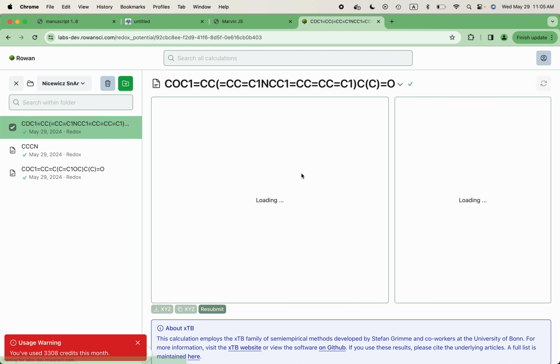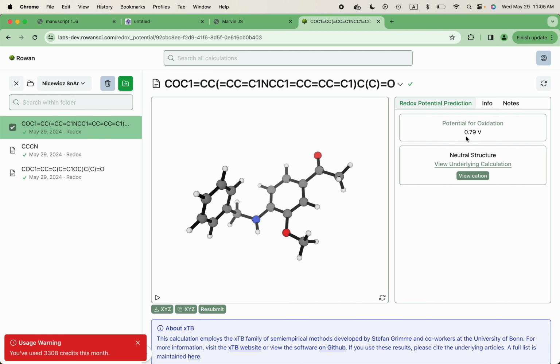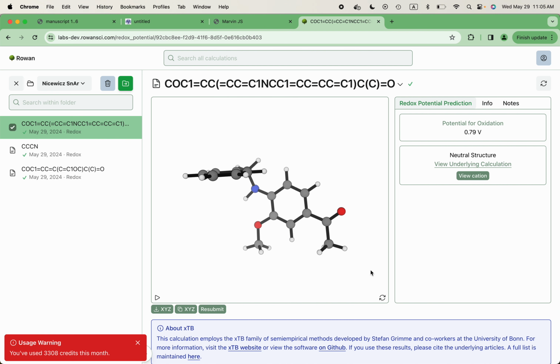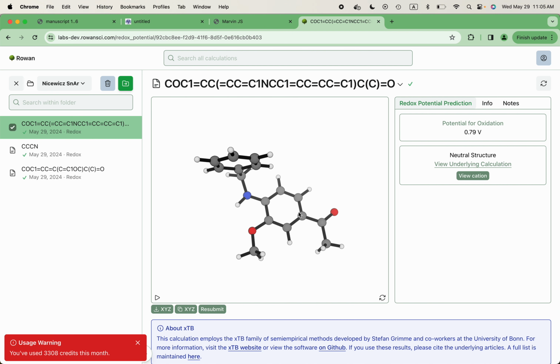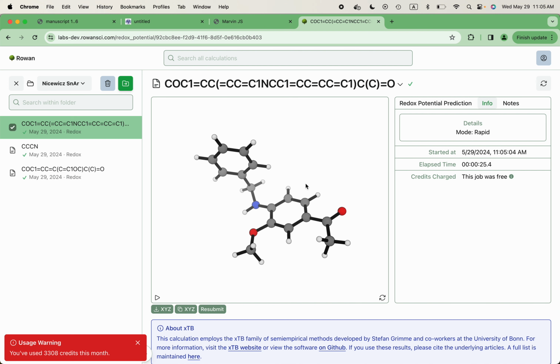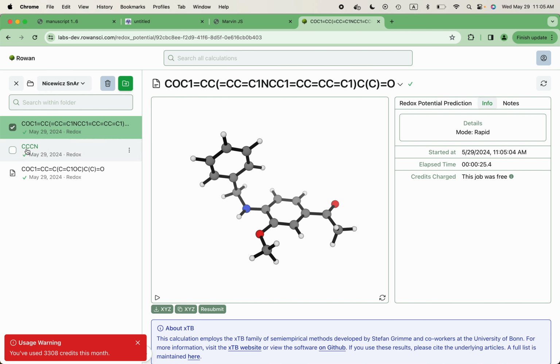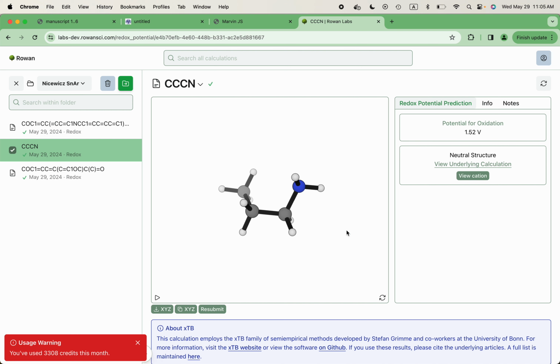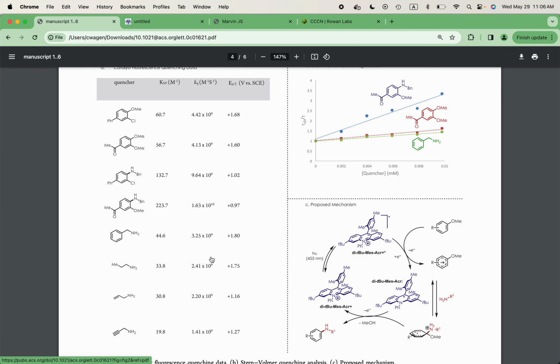Now the other two have finished. This now has a much lower oxidation potential. It's much easier to take electrons out of this, which makes sense because the amine is an electron donating group, so this ring is now very electron rich, much readier to give up electrons. That's characteristic of anilines. This took 25 seconds because it's a larger molecule. And now this one it predicts is about as easy as the original aryl ether to oxidize. This is 1.52 volts. And if we look over here, this is actually measured to be 1.75. So this should be a good amount more difficult to oxidize.